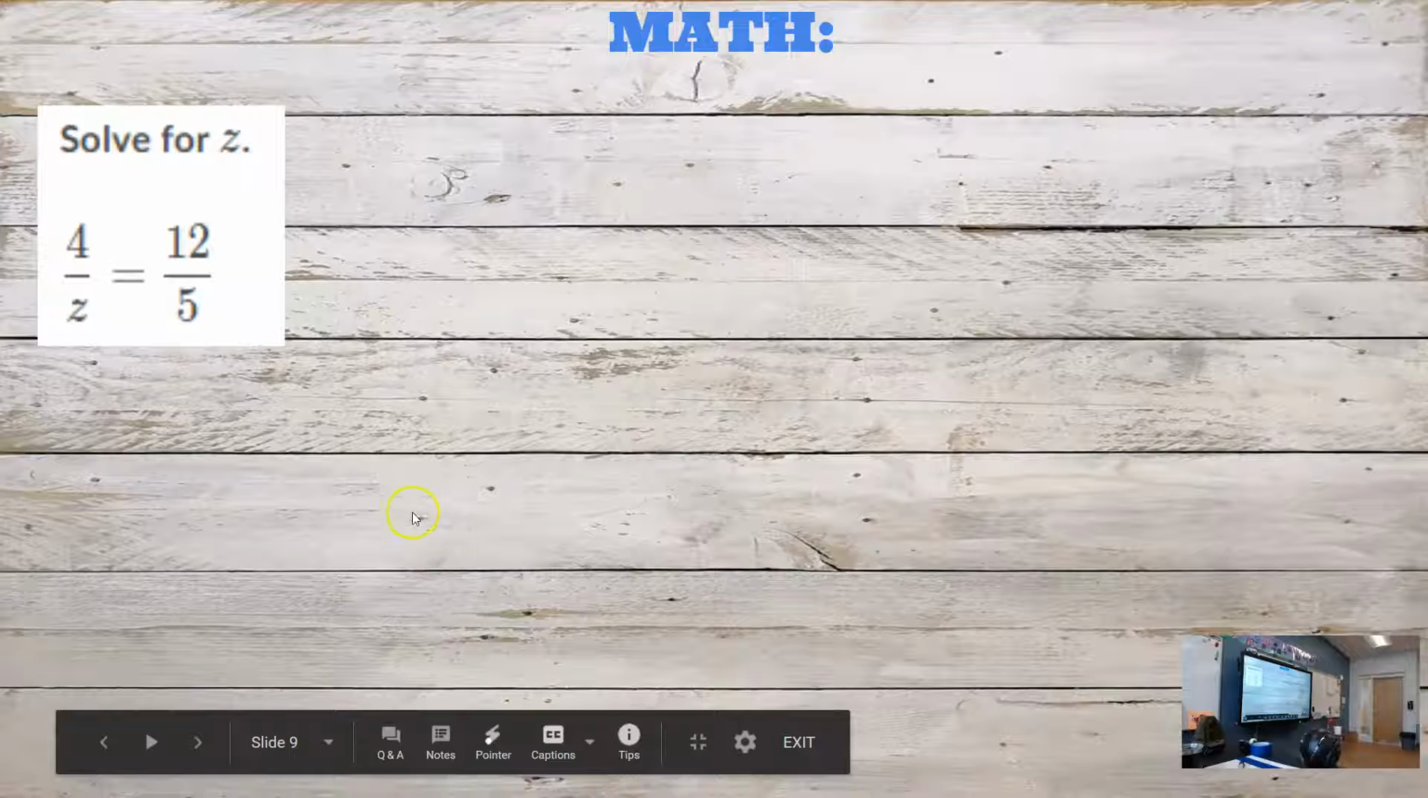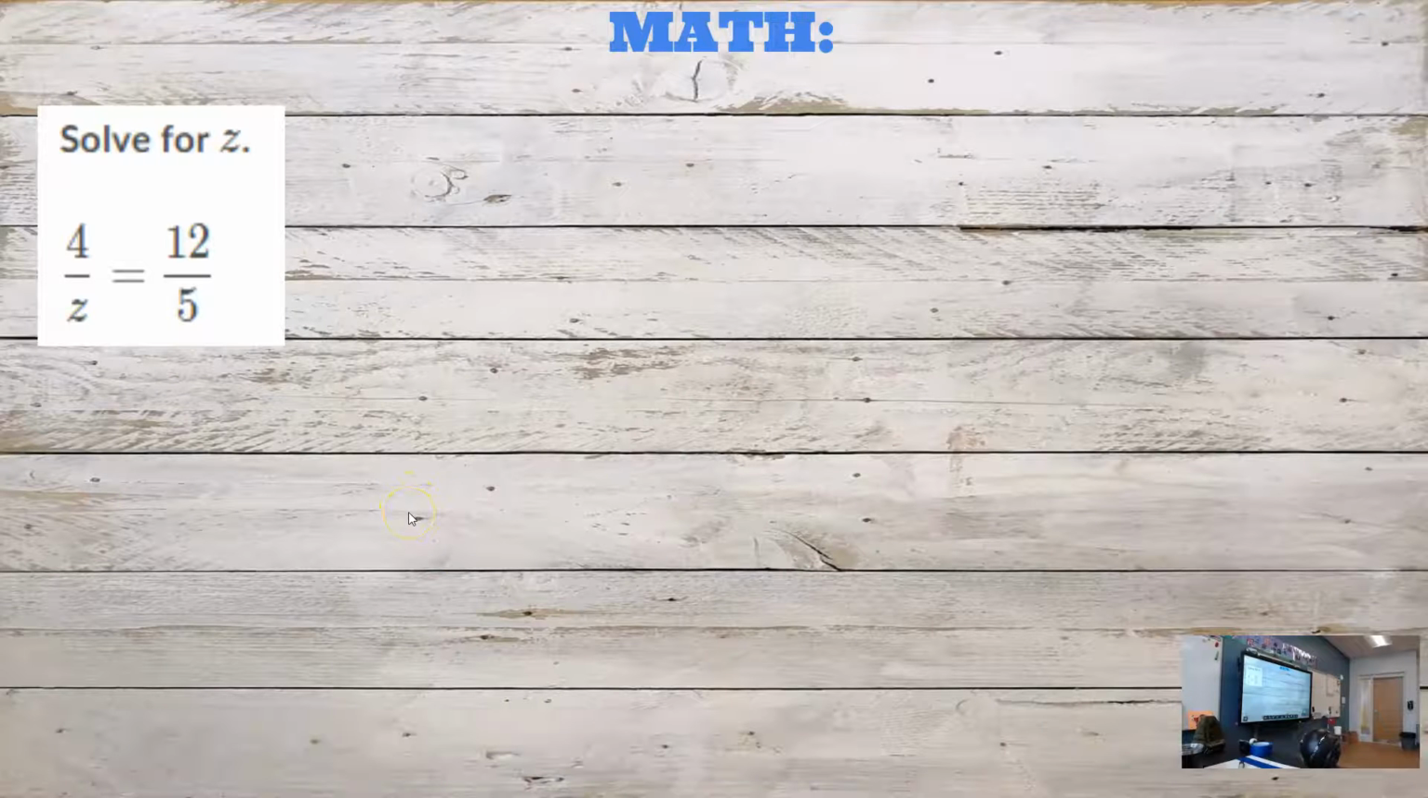Try this. My question for you is going to be, why is this one different?